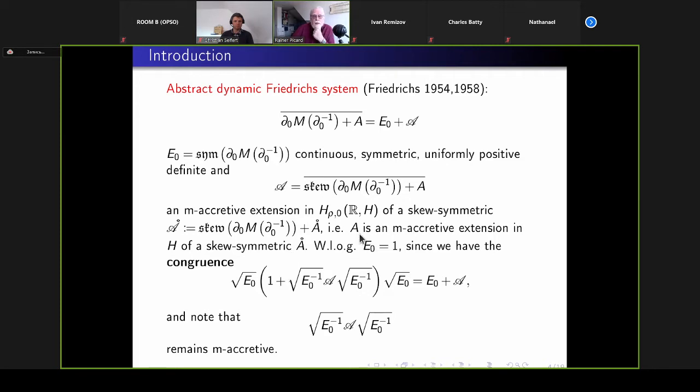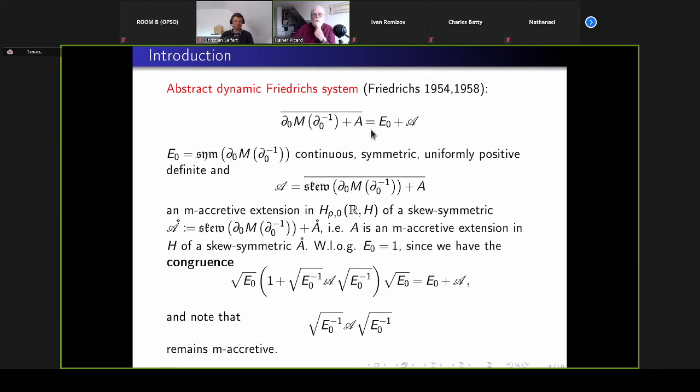And we can even reduce this E0 here to be 1 by pulling out square root of E0 in front and behind. You see, we have this here now is congruent to this operator, 1 plus this, and this operator inherits the desired M-accretivity from script A, and vice versa. If that is maximal accretive, then so is the A here.